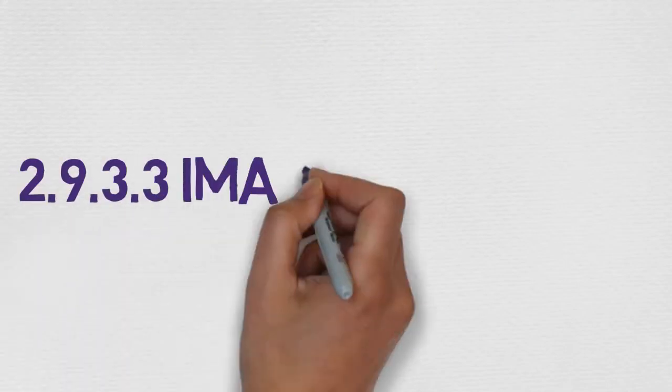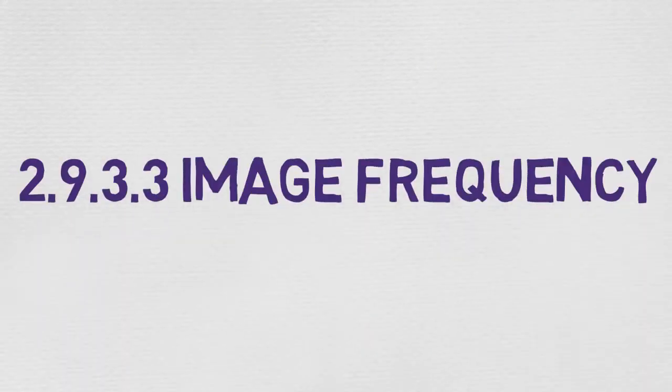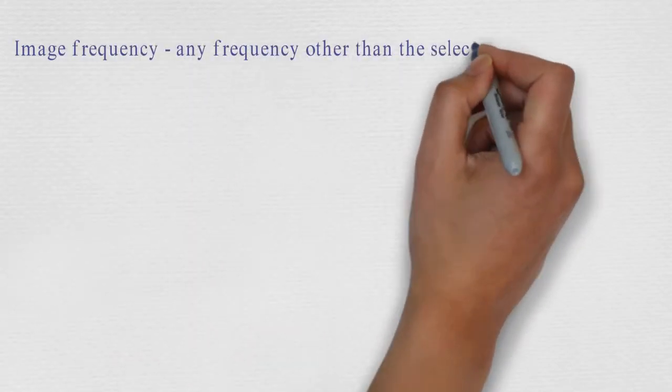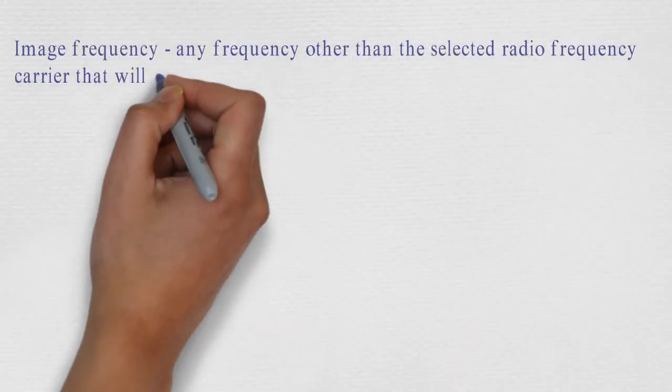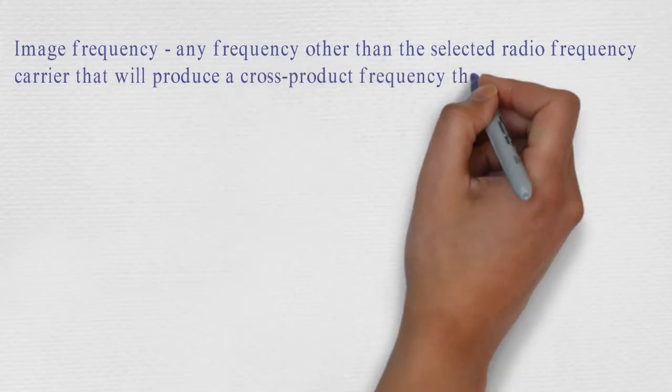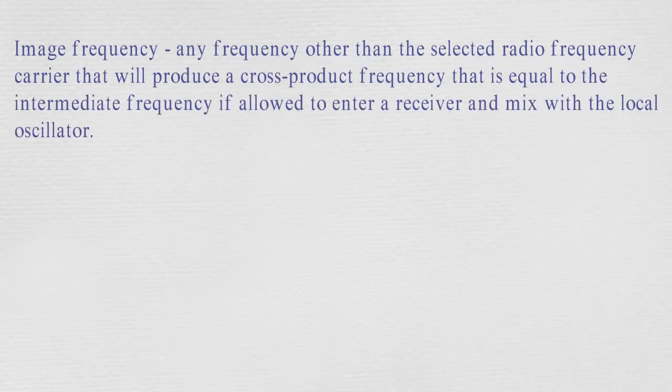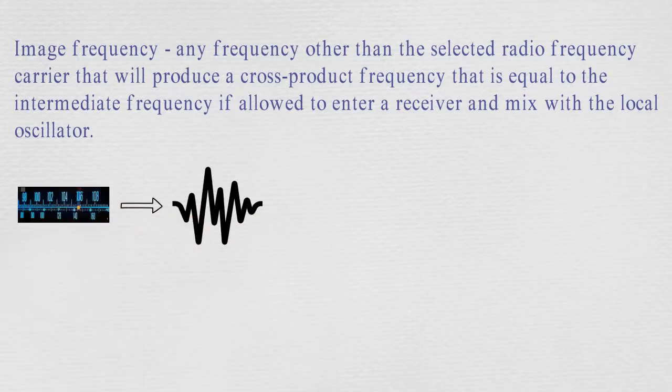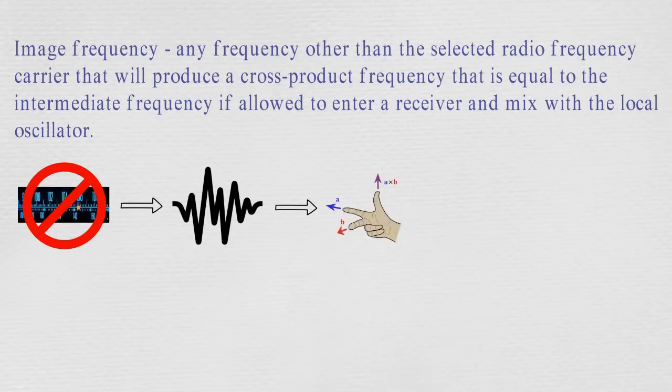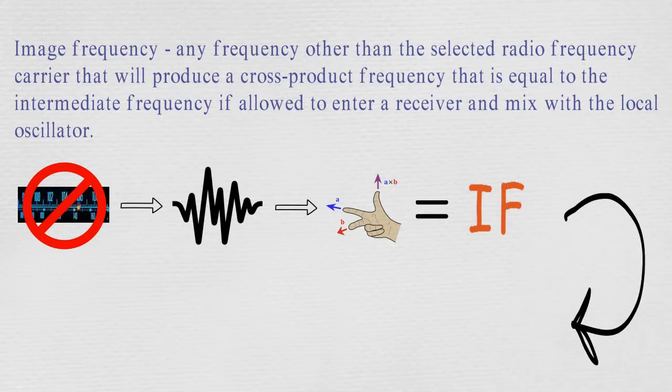Now, what is image frequency? Image frequency is any frequency other than the selected radio frequency carrier that will produce a cross-product frequency that is equal to the intermediate frequency if allowed to enter a receiver and mix with the local oscillator.